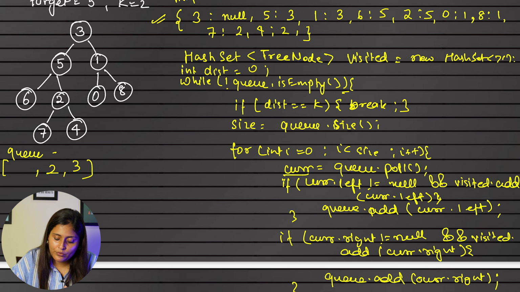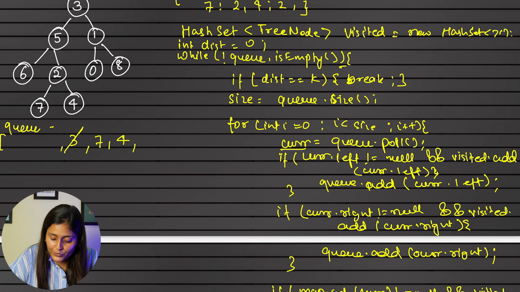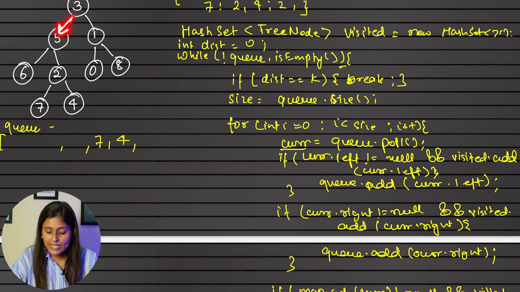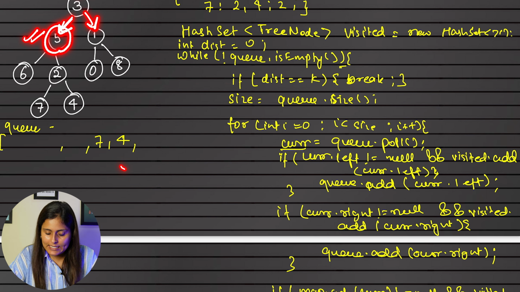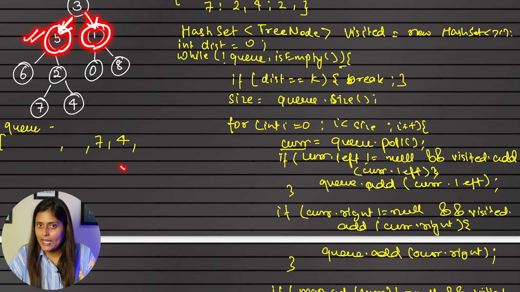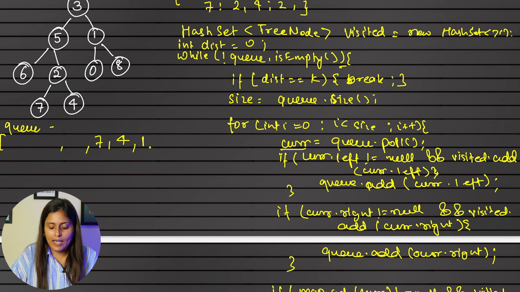Now next, what will we remove? We'll remove 2. Correct. Now we'll check their children, left and right. Do they exist? Yes. Are they present in the visited set? No. So we'll add. What will we add? We'll add their children in the queue, 7 and 4. Done. Now we'll pop 3, and once we pop 3, we'll see their parent. Parent is null. Left child is present. But when we try to put this 5 in the visited, it will not get added because 5 is already there. So hence we'll get false. So we'll not add this in the queue. Now right child, yes, it is not there, means not there in the visited array. So we will add this in the queue.